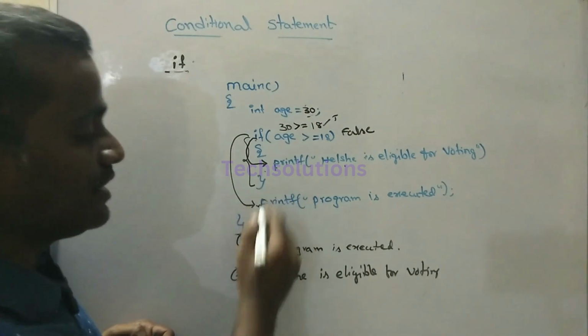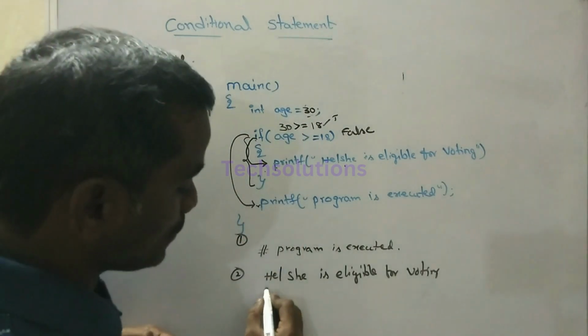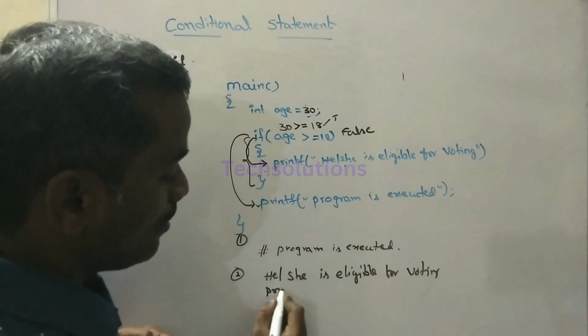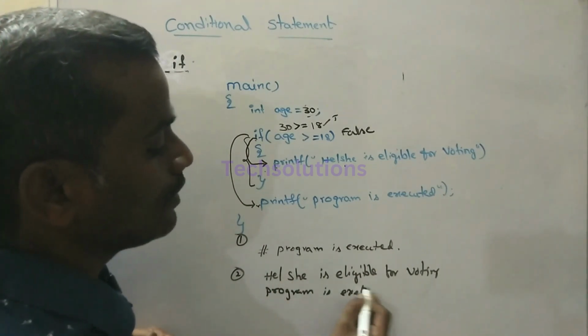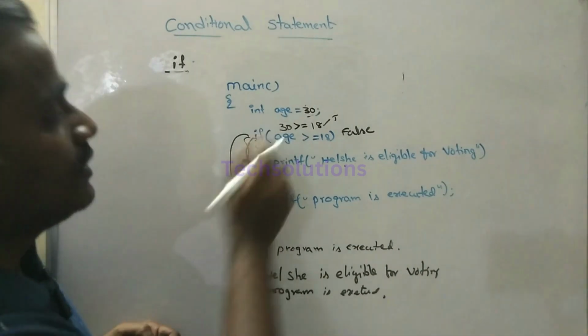After the end of the block, what is the rest of the program here? There is one more statement, a printf. The program is executed. This is the output for this program.